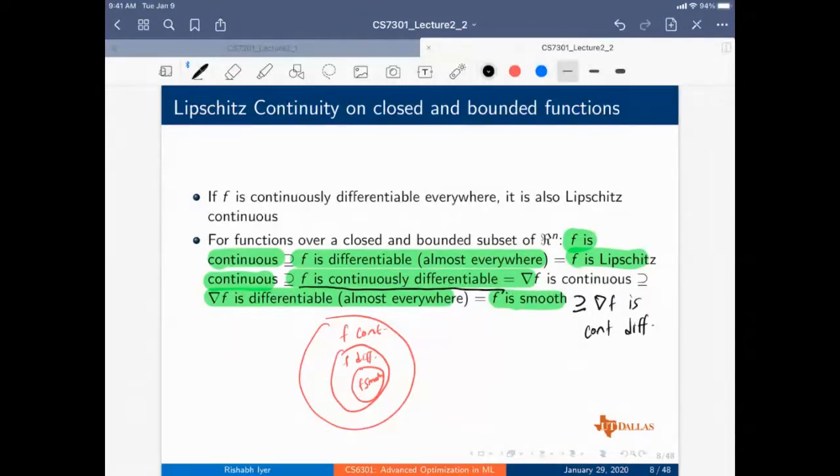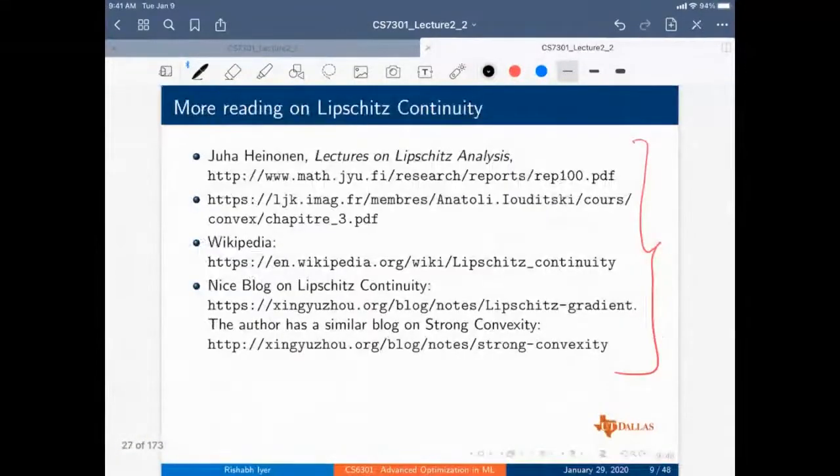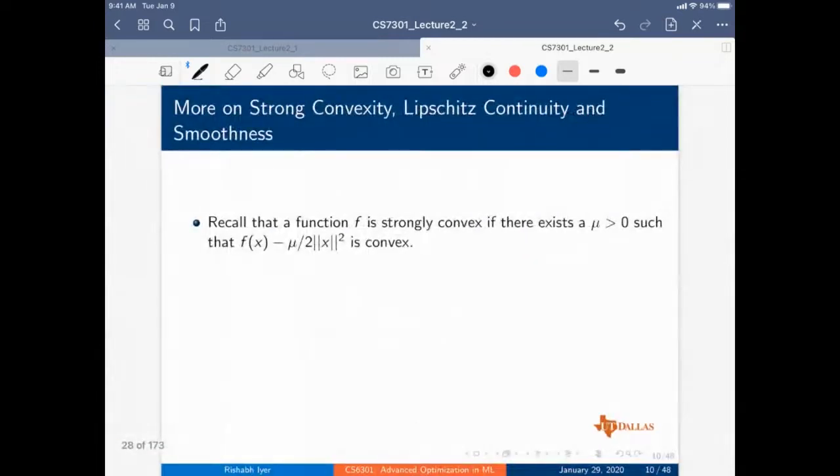Again, this is slightly technical. Even if you don't understand everything, it's okay. This is not super important. I just wanted to add this for FYI. I think these resources would be useful if you want to brush up more on Lipschitz continuity. By the way, these slides are actually there on the GitHub page now.